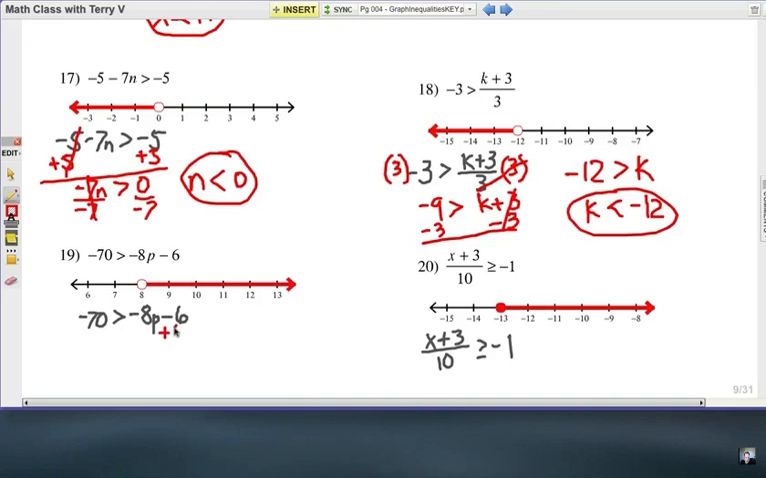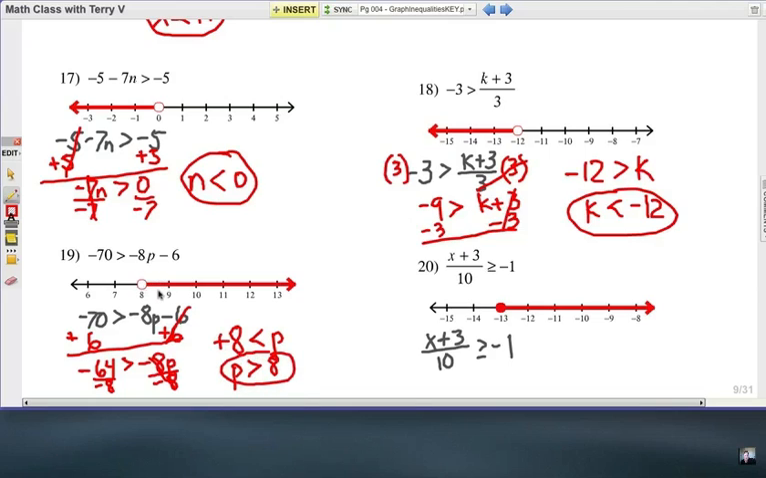All right, here we're going to add 6 to each side. And it's adding, so we don't change the inequality symbol. That would be negative 64 is greater than negative 8p. Yes, we do have to divide by a negative here. So now the inequality symbol is going to change and invert. And so I get positive 8 is less than p, but let's flip it around so that we can think of it correctly. P is greater than 8. All right, so there we go, white dot on the 8 on my number line.